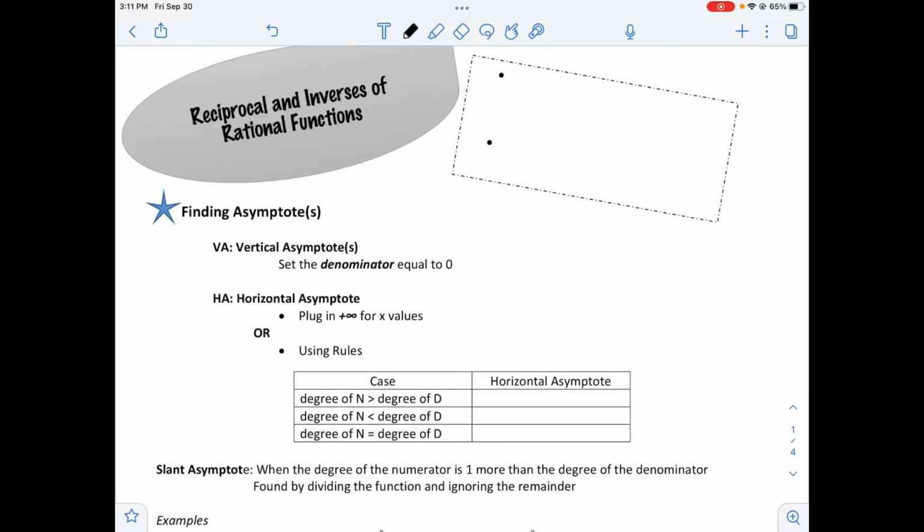We're going to talk about reciprocal and inverse rational functions. So let's just remember really quickly what reciprocal means. We'll talk about that in a second, but what inverse means.